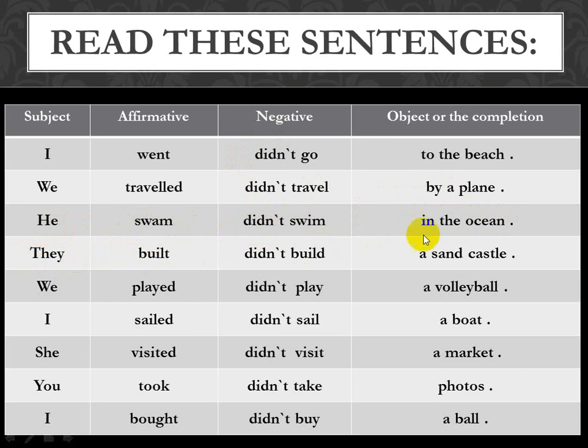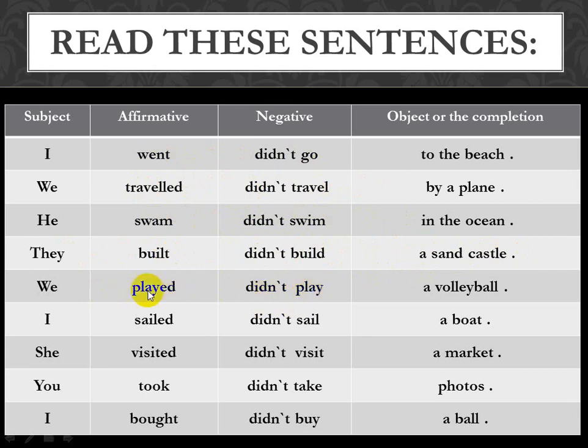They built a sandcastle. In the negative, they didn't build a sandcastle. Pay attention: go, not went. Travel, not traveled. Swim, not swam. Build, not built.